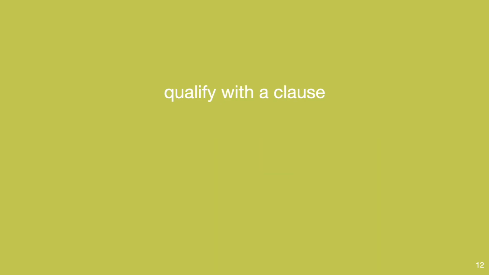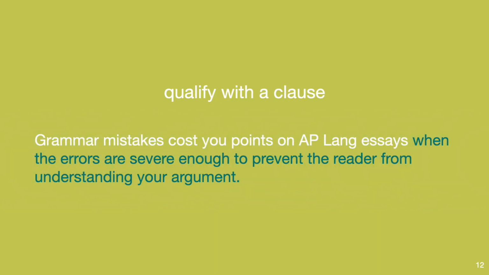Qualify with a clause. Grammar mistakes cost you points on AP Lang essays when the errors are severe enough to prevent the reader from understanding your argument. Now, this claim is precise, and honestly, that AP reader probably winced at every misspelled word in your essay. But if they could still follow your argument, the rubric says they have to give you the 4th point for evidence and commentary. Their feelings don't override the scoring rubric.